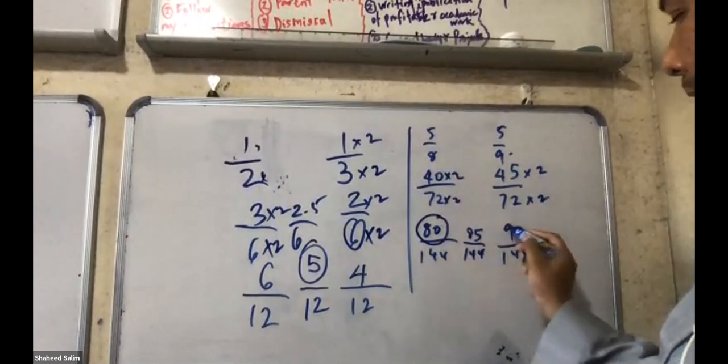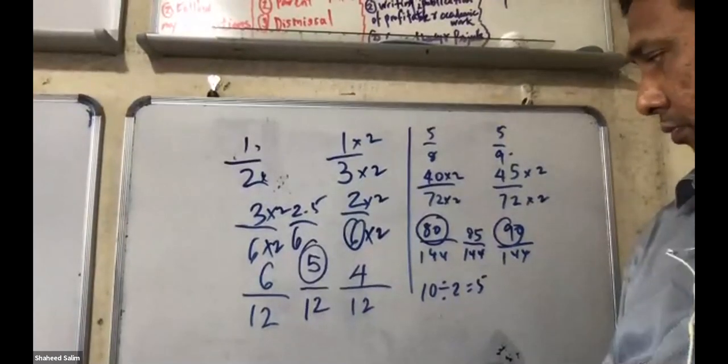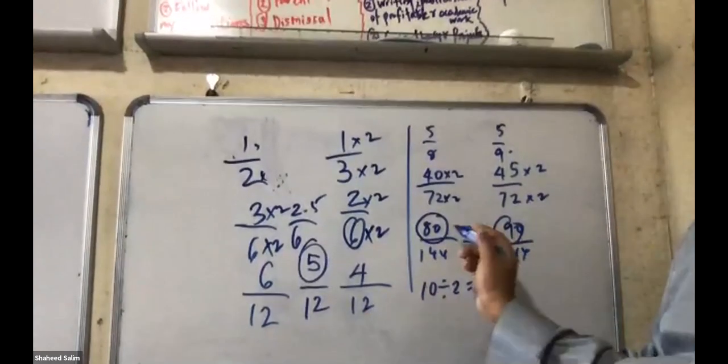So between 80 and 90, the difference is 10. 10 divided by 2 gets 5, so plus 5 gets 85. Are you okay? So can you see this is right in between?